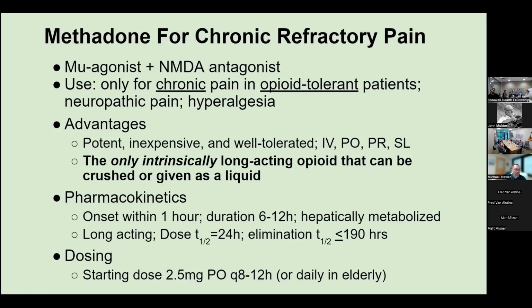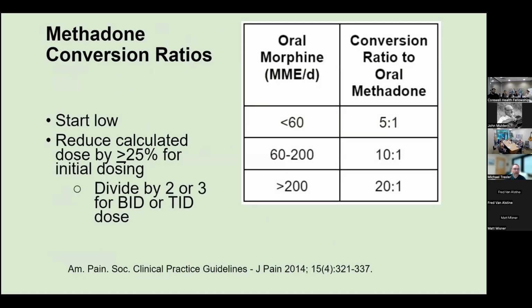Onset is usually within an hour because you have a little bit of short-acting effect, but most of the effect is long-acting. Duration 6 to 12 hours. It's hepatically metabolized. Elimination half-life is long, several days, like 4 to 5 days. Starting dose is pretty low, 2.5 milligrams every 8 to 12 hours. Conversion ratios vary depending on how much morphine milligram equivalent someone is on.